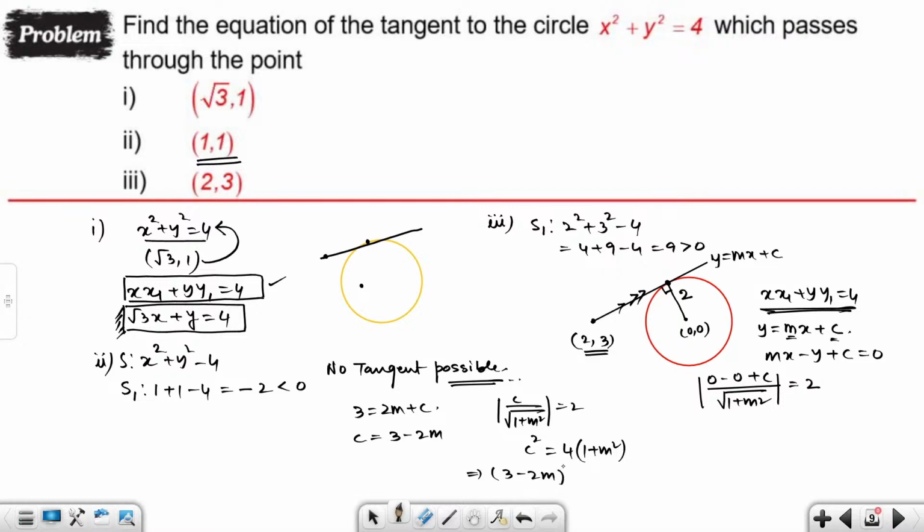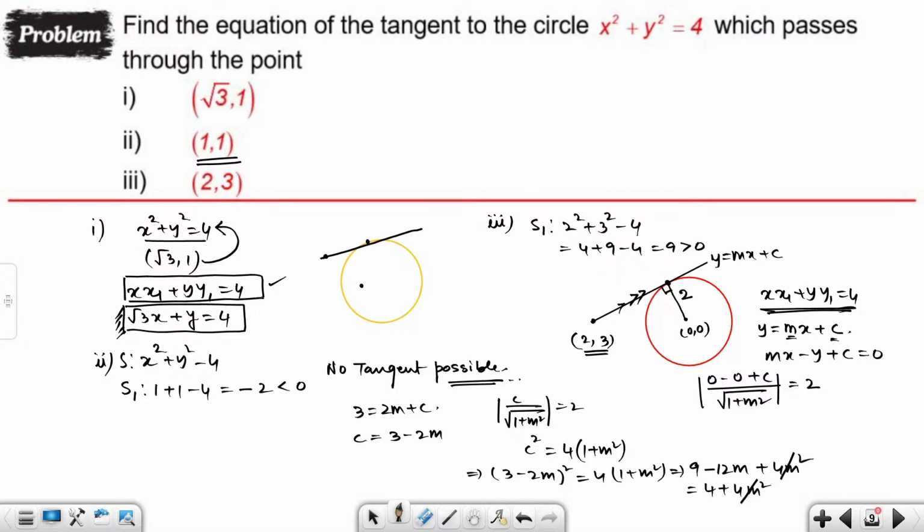3 minus 2m whole square is 4 into 1 plus m square. So from here we get 9 minus 12m plus 4m square, which equals 4 plus 4m square. Is it clear? 4 plus 4m square. Now this 4m square and 4m square will go off. So we are left with what?